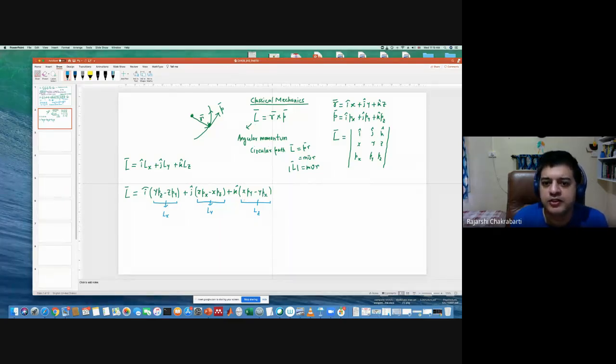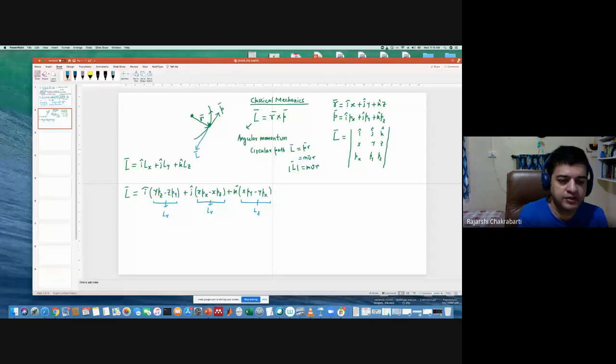This is because of the angular momentum vector. If you go back to classical mechanics, you see that the cross product between these two vectors will be perpendicular to this plane. It will be facing you, isn't it? Because of that, you see.